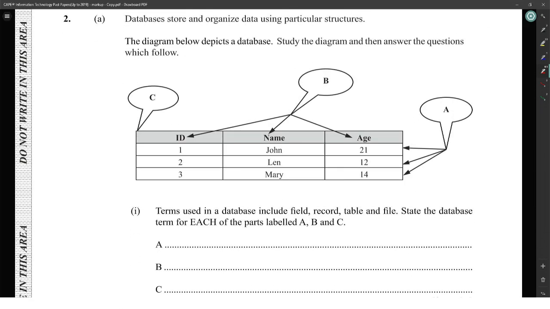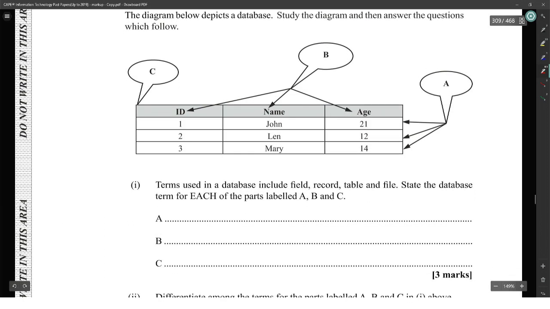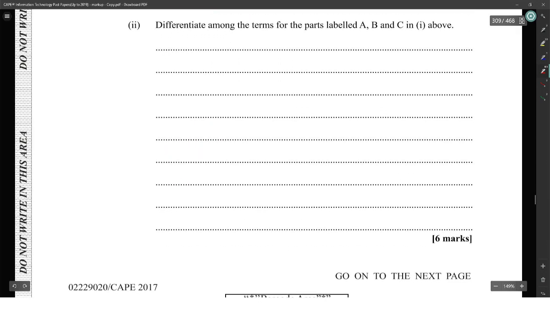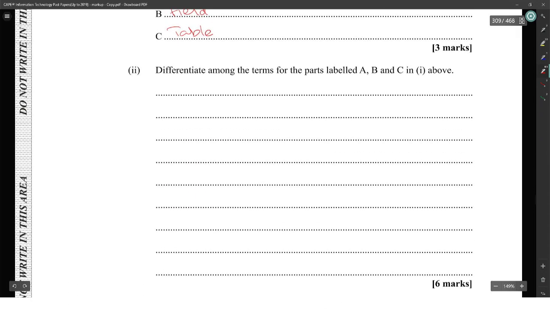The diagram below depicts a database, right? So state the terms used in the database. A is a record. I teach this in Form 3. B is a field and C is a table. Yeah. Differentiate among the terms labeled in parts A, B, and C.